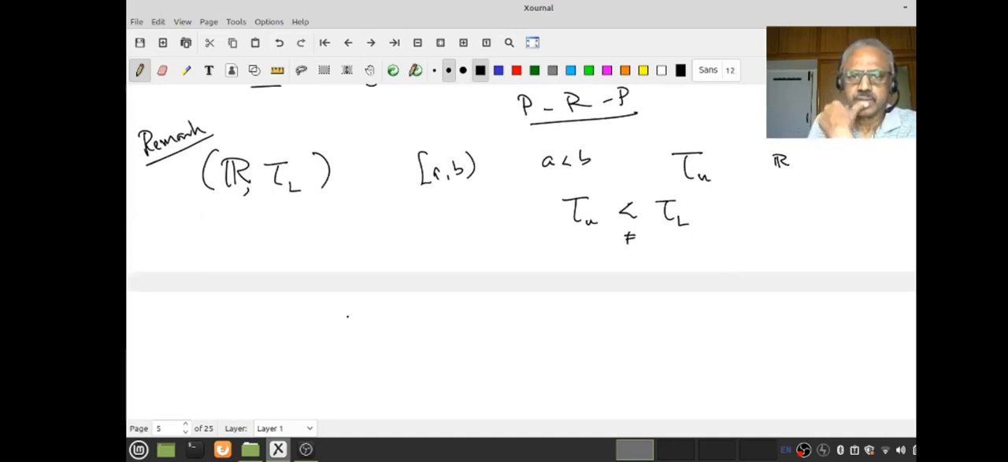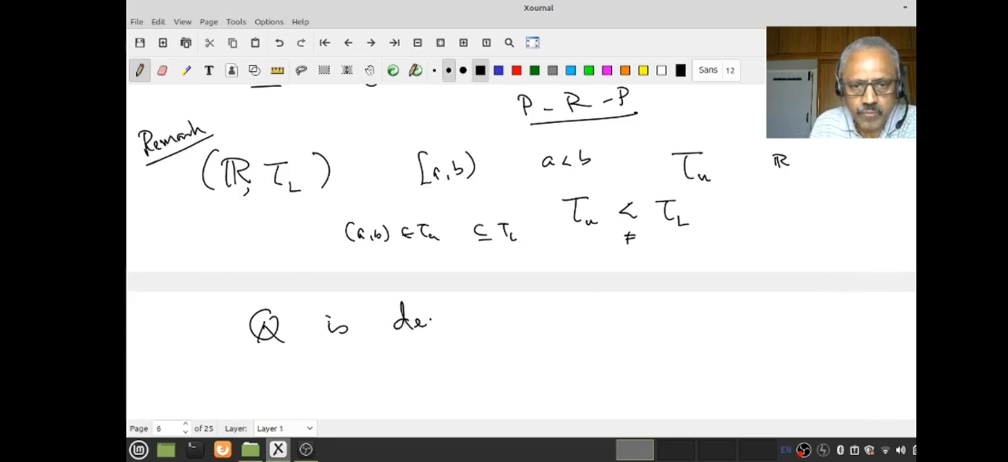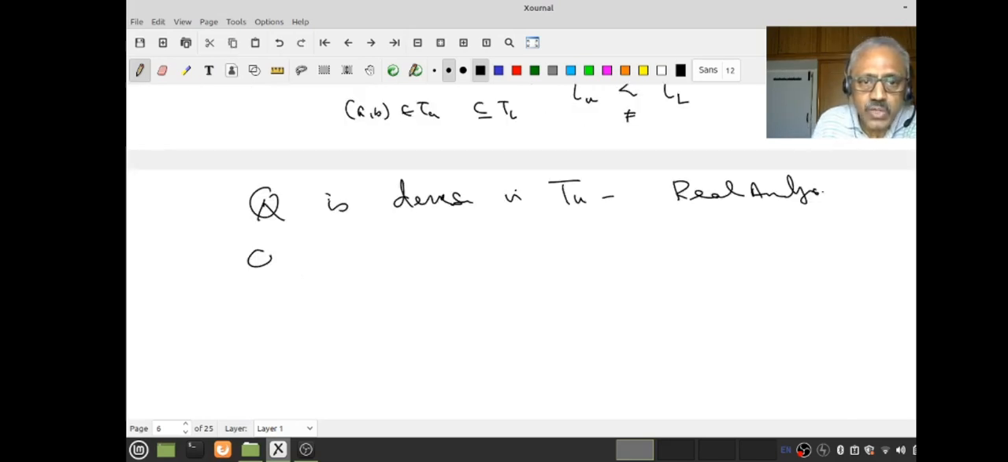Okay, you understand that? Any open neighborhood in tau U is also in tau L, but not the other way around. But on the other hand, Q, the set of rational numbers, is dense in tau U. This is your real analysis theorem, density of rationals, right? But it's also dense in tau L. Okay, this is just a remark. If you have difficulty, you can ignore.